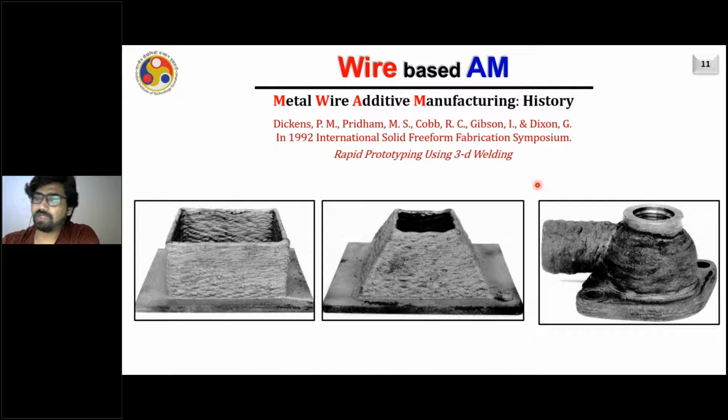Later on, of course, it took a lot of time, but in 1992, by Professor P. M. Dickens and the other co-authors you can see here, a paper was published in an international conference, popularly known as Solid Freeform Fabrication. The paper is entitled Rapid Prototyping Using 3D Welding. So here the welding process was used to build the part, depositing the material layer by layer on a substrate to realize real objects. So this was basically where welding was actually utilized to create parts in 1992.